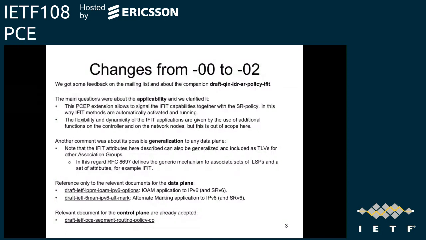The main changes from the 00 version to 02 were caused by some feedback that we got on mailing lists, and also about the companion document in IDR, the same thing. The main question about the applicability was clarified, so the extension allows to signal the iFIT capabilities together with the SR policy. The flexibility and dynamicity of the iFIT application is out of scope here, but is in charge, for example, of YANG modules and so on, in any case, for other functions and controller and network nodes. Another comment from Drew was about the generalization. This is still under discussion.